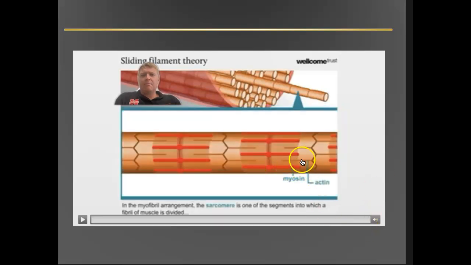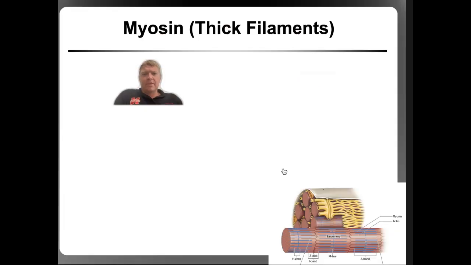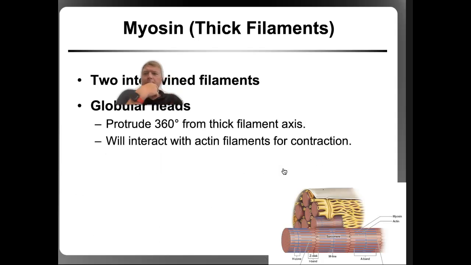So the actin and myosin are these two different sections here, and they interact to cause the muscle contraction. That one's kind of the boring one, I got a better one coming. The myosin and actin are two intertwined filaments in each cell of the muscle, and there are thousands of them the whole length of the muscle. They have a thing called the globular head, and it protrudes 360 degrees from the thick filament axis. It will interact with the filaments for contraction.